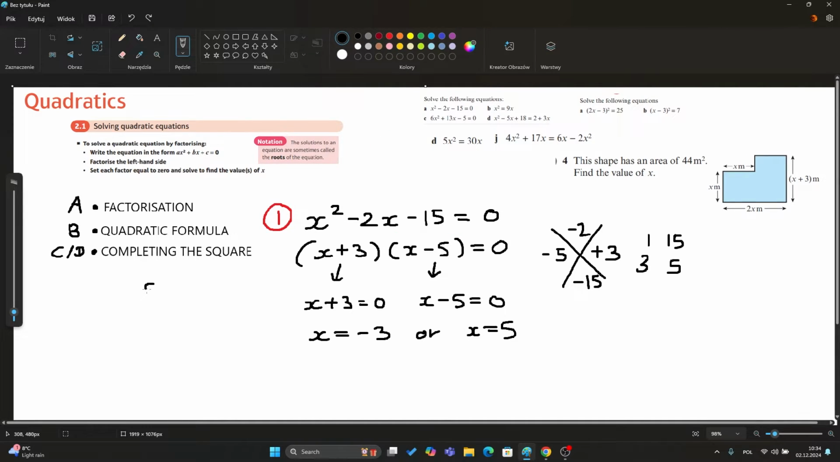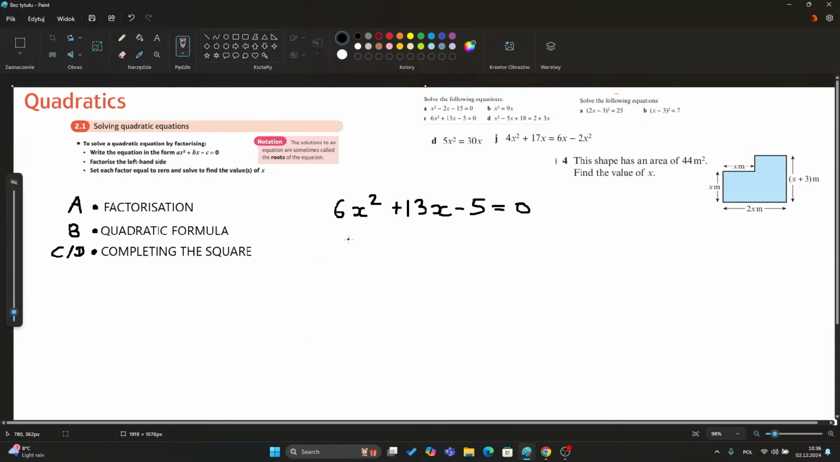So if I had two numbers multiplied together to give 0, one of them has to be 0 or both of them have to be 0 to be true. So here we set them equal to 0, and what happens is that we solve those equations to give minus 3 and 5.